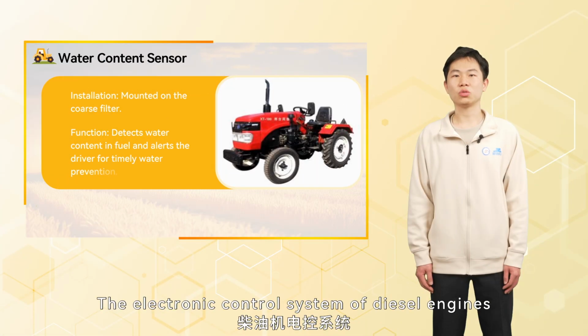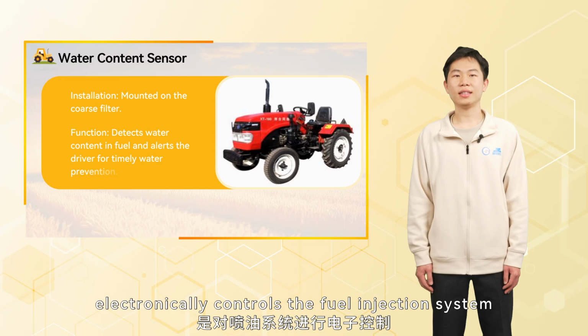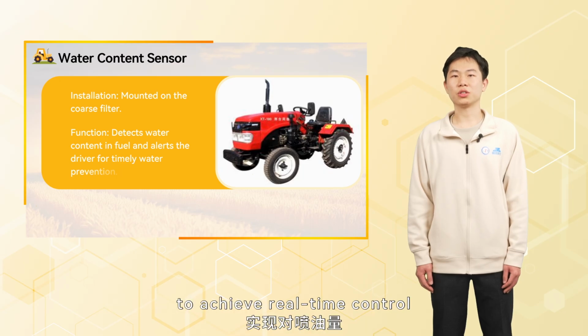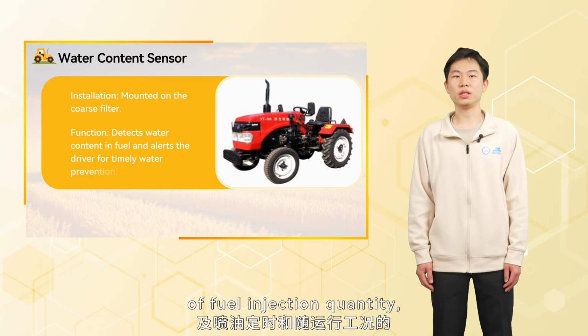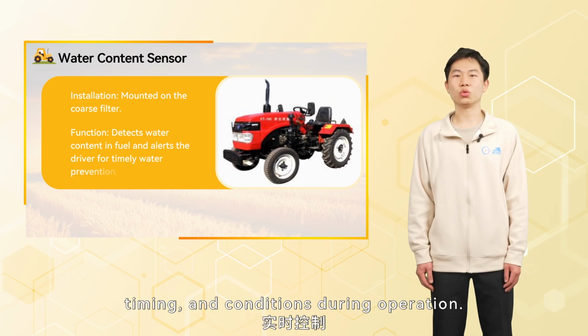The electronic control system of diesel engines electronically controls the fuel injection system to achieve real-time control of fuel injection quantity, timing, and conditions during operation.